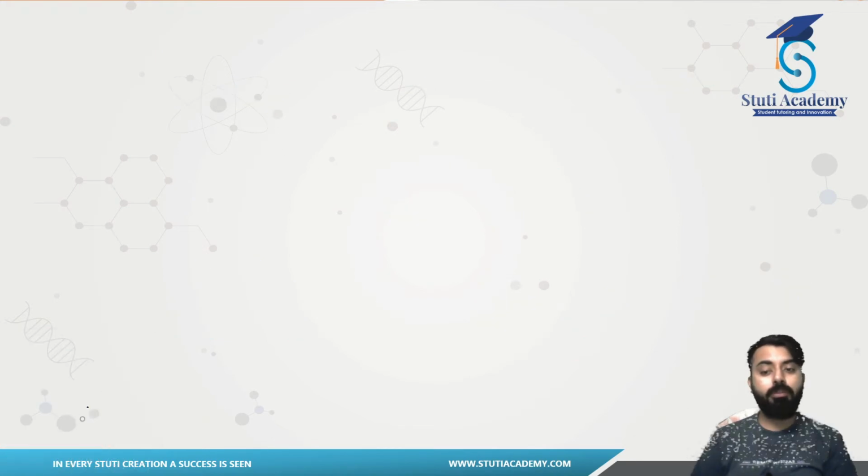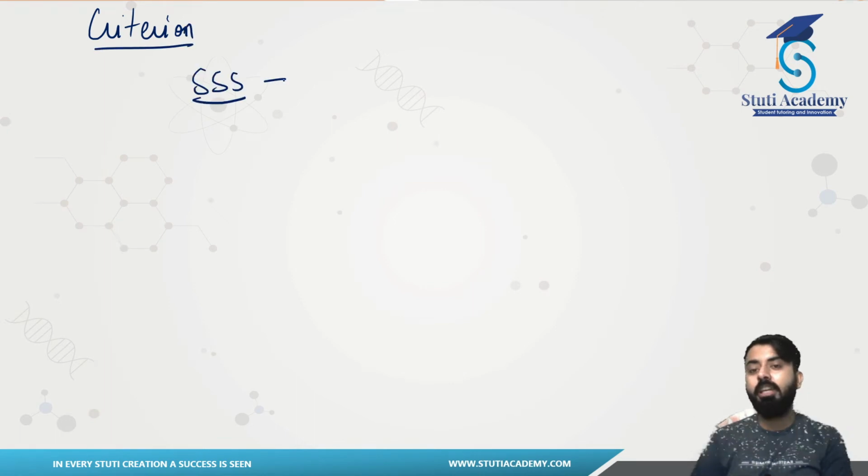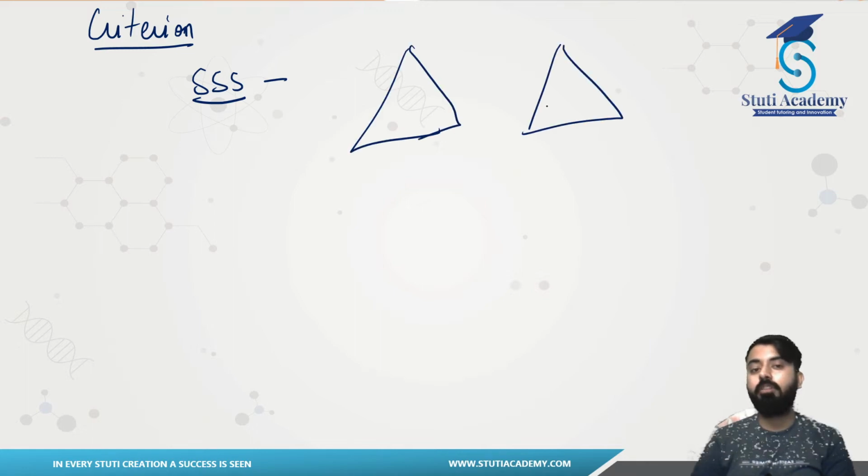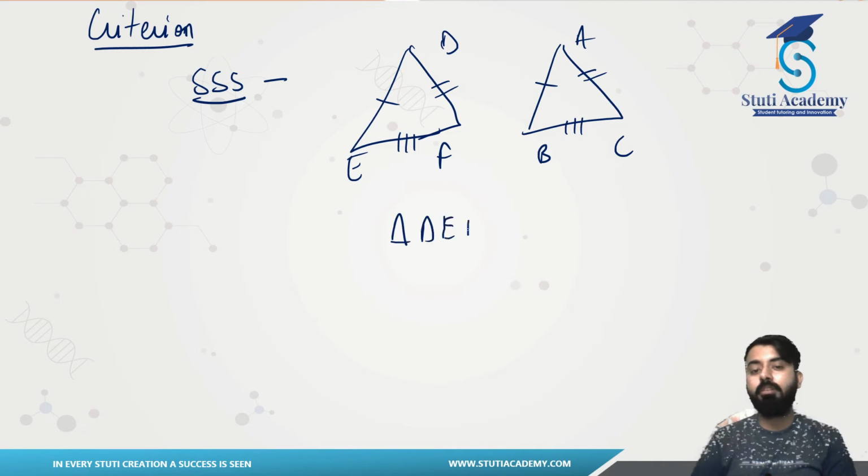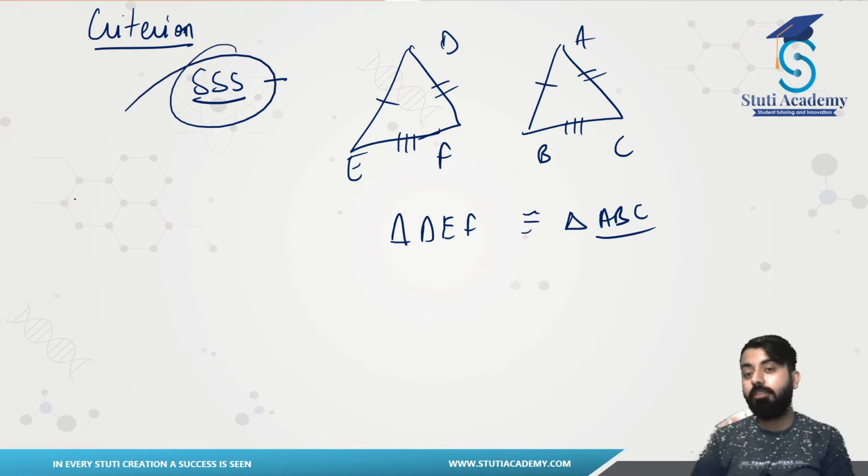Then we had the concept of what? We had the concept of congruency criterion. So what were the criterions? You guys see we had various criterions. First of those was side side side criterion, in which we had three sides of one triangle equal to three sides of the other. So if I had a triangle DEF and another triangle ABC, and DE was same as AB, DF was same as AC, and EF was same as BC, then you could say triangle DEF was congruent to triangle ABC. That was the case of side criterion.